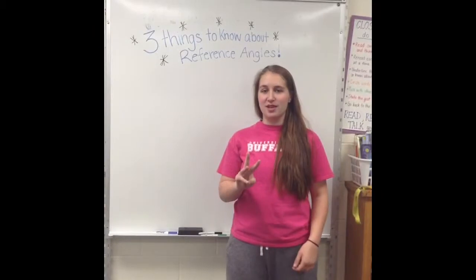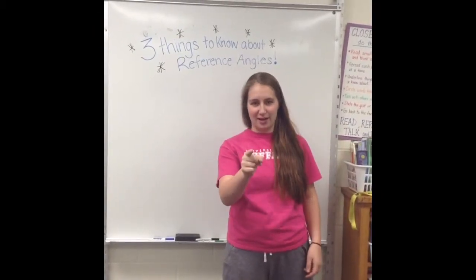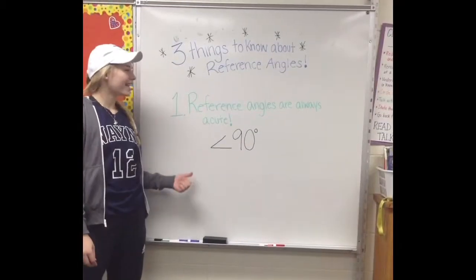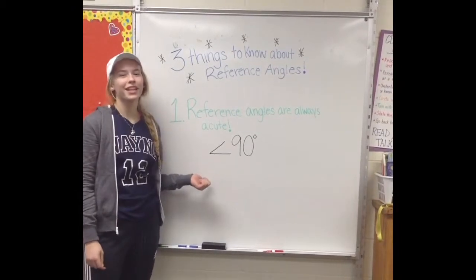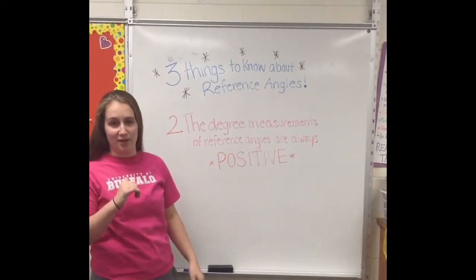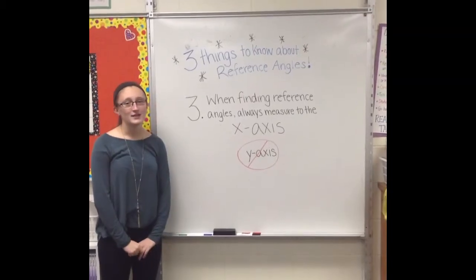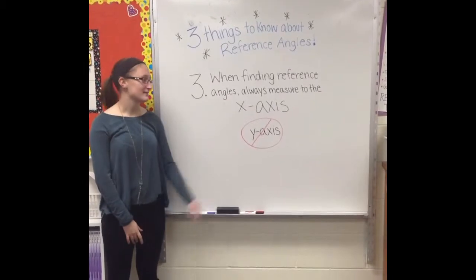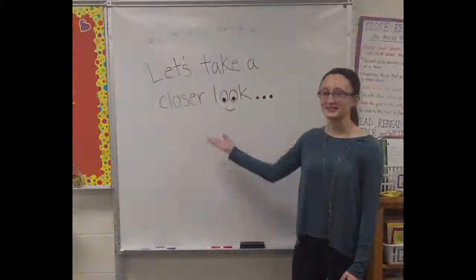There are 3 things you need to know about reference angles. Reference angles are always acute, or less than 90 degrees. The degree measure of reference angles are always positive, just like me. When finding reference angles, always measure to the x-axis, not the y-axis. Alright, let's take a closer look.